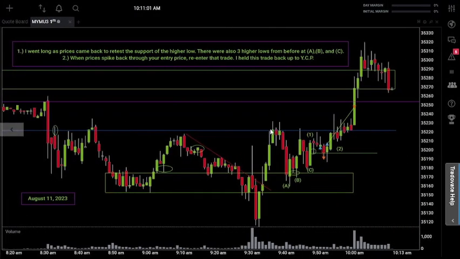And a lot of times, like if we look at this example from August 11th this year, look at trade number 1. I went long as prices came back to retest the support level of the higher low, but there were also 3 higher lows from before at A, B, and C, which is cool. But you still also want to make sure that you go long at the lowest possible levels. Let's zoom in a little bit.